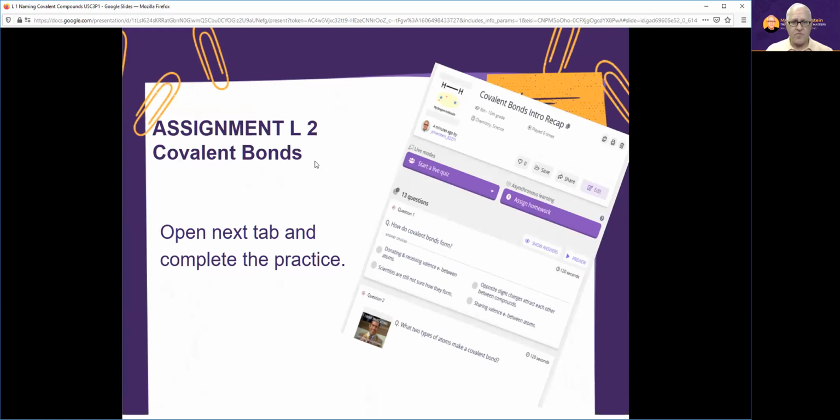Then, open up assignment L2. Take your time. You're going to need your periodic table and practice the covalent bonds intro recap. Once you're done with that, open up L3 and we'll get into part 2 of covalent bonds. I'm going to stop my share right now.